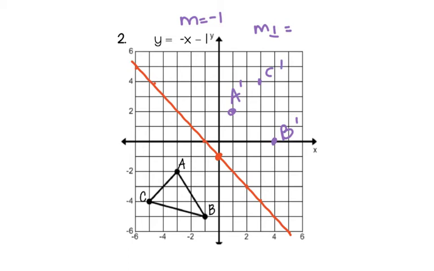And so we're going to do that to find each point on the image. And then you'll connect your points. When you're done, you want to make sure it looks right. Make sure that those lines look like they're perpendicular bisectors, or that they're being bisected by the line of reflection. Make sure that if you were to fold on this line, everything's going to match up.